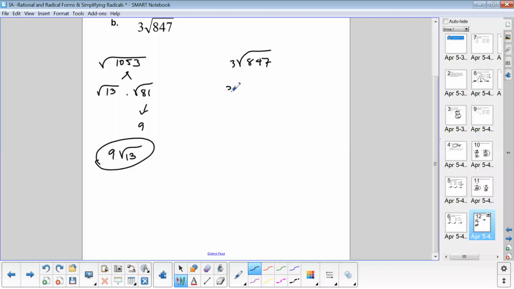So I do have a 3 factored out here already, and this will be 121 and 7. So this will become 3 square root of 121. The principal square root would be 11, times the square root of 7. So this will be 33 times the square root of 7.